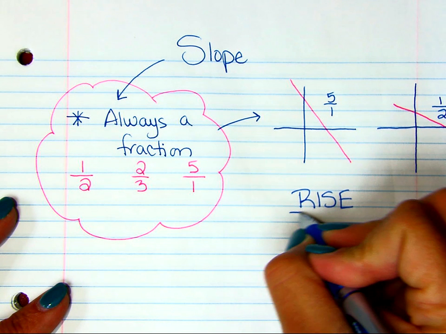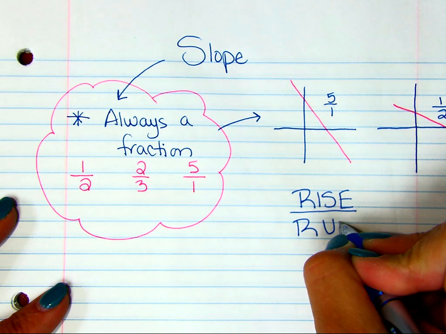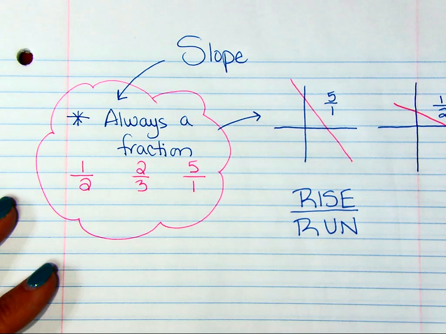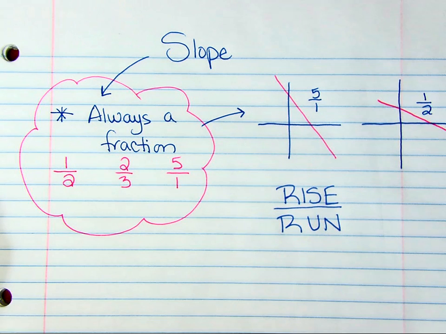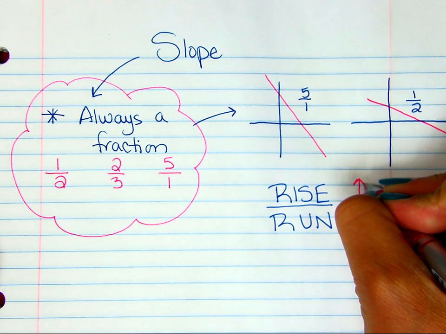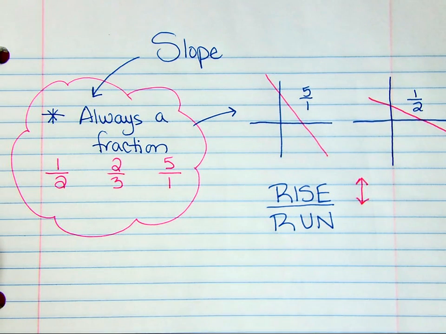Now, the slope describes the line by talking about the rise over the run. So the rise of a line is how far you go up or down to get to the next point, whereas the run is right or left.